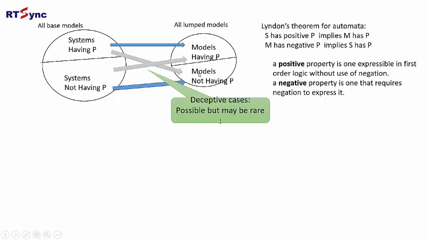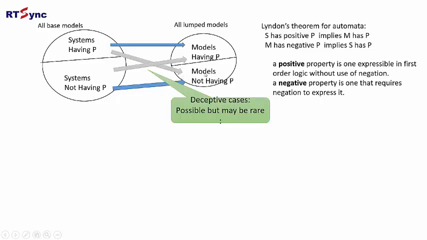And then the question is, under the kind of homomorphism or structure morphism we just talked about, do systems having P map into models having P? Do systems not having P map into models not having P? Or is there a cross mapping so that some systems having P map into models not having P, and some systems not having P map into models having P? And in this case, we would say there's a deception, or that the property is not preserved.